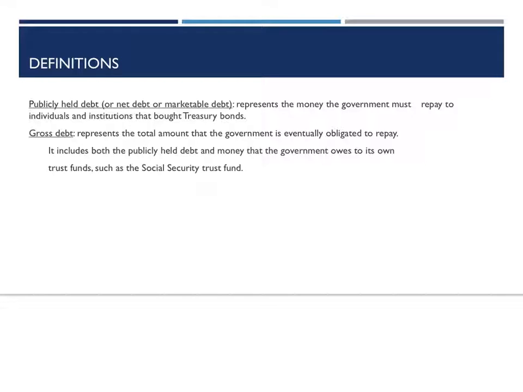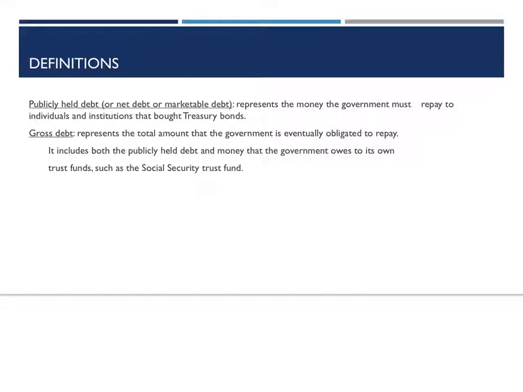Publicly held debt is money the government has to repay to individuals or to institutions that bought treasury bonds. I don't know if you're familiar with treasury bonds, but they're essentially a way to save money. You buy a bond at one value, promise to hold on to it for a certain amount of time, and when you cash it in, you get more money than you paid for it.